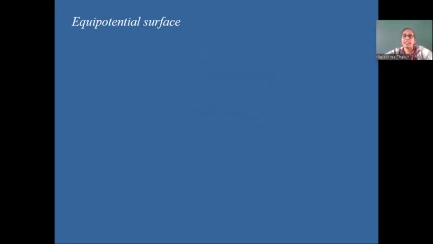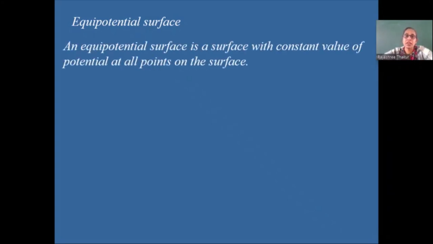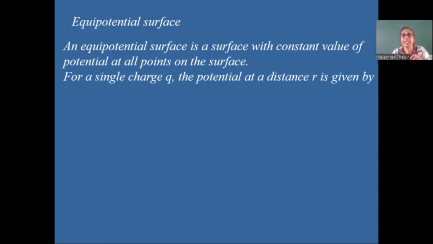Let us understand now what are equipotential surfaces. So, an equipotential surface is a surface with constant value of potential at all points on that surface. Suppose I consider a single charge Q, the potential at a distance R is given by V is equal to 1 upon 4 pi epsilon 0 Q upon R, right?